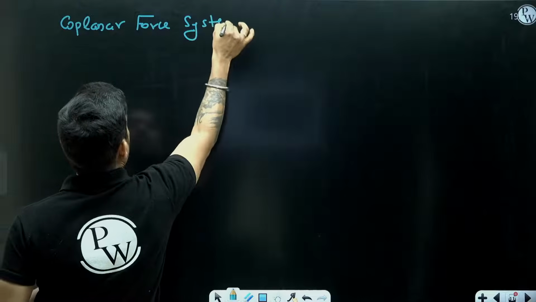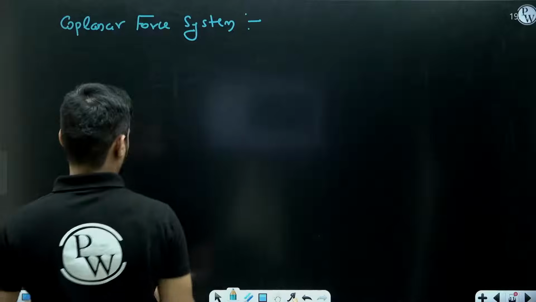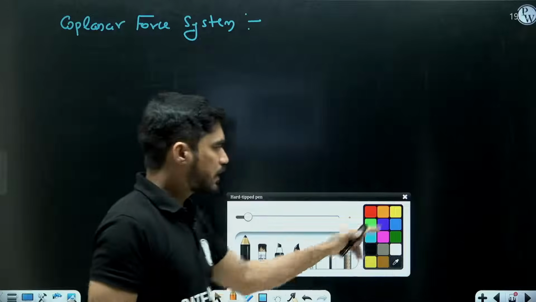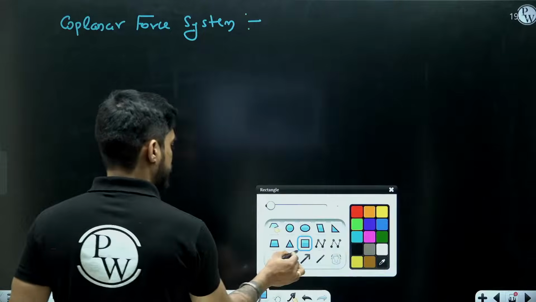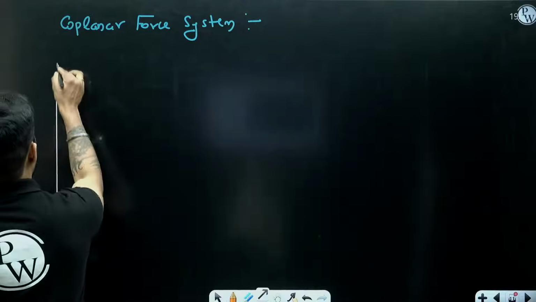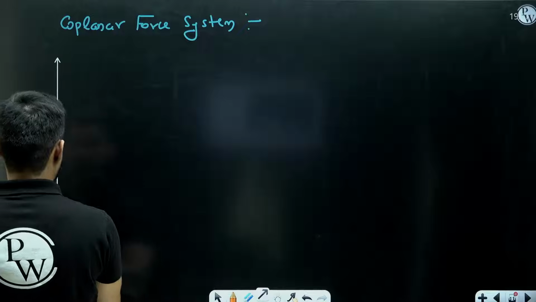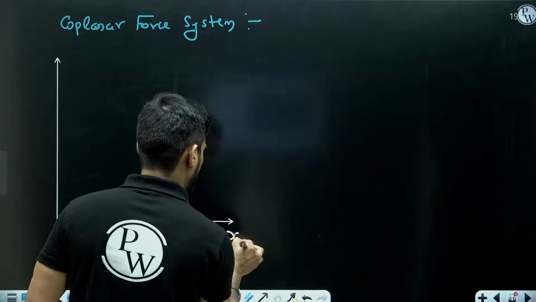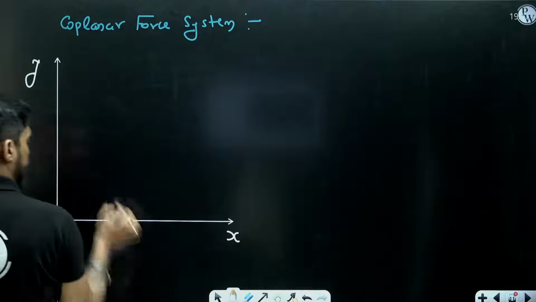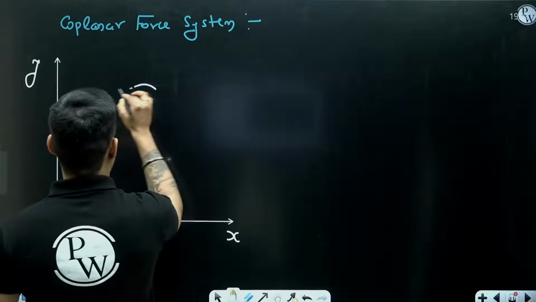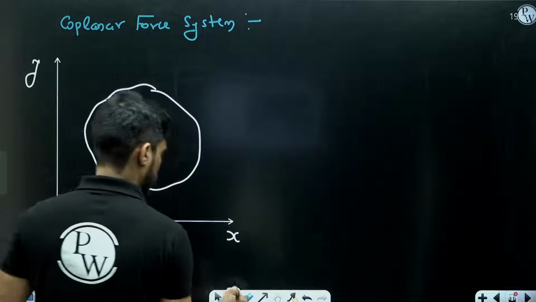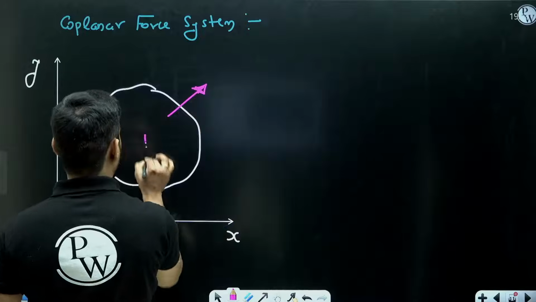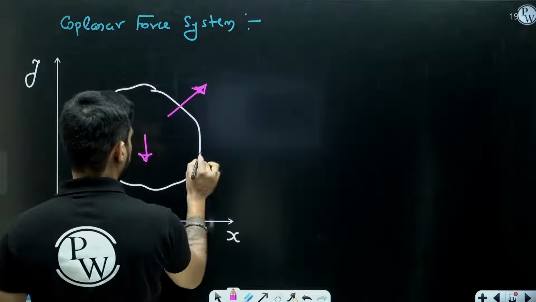So if there is a coplanar force system, all the forces are going to be in a single plane. Let's say that all the forces are in the XY plane. Let's say this is the body. It is subjected to forces lying only in the XY plane.